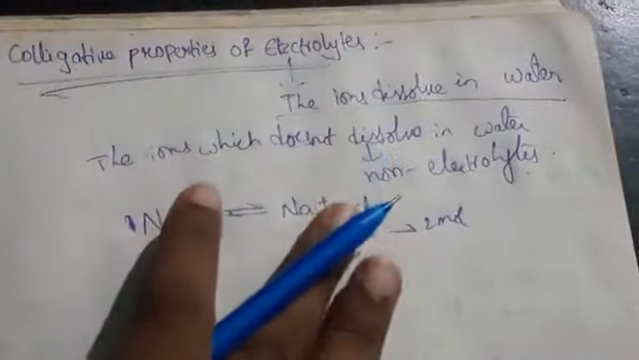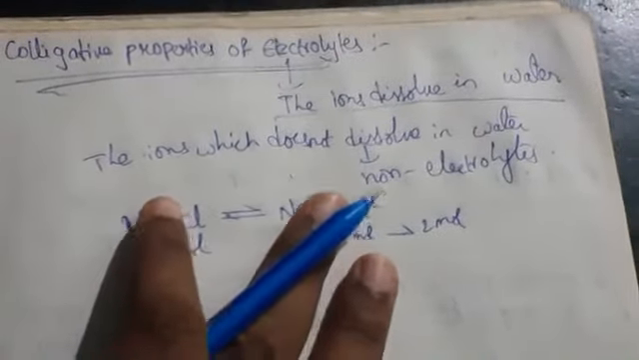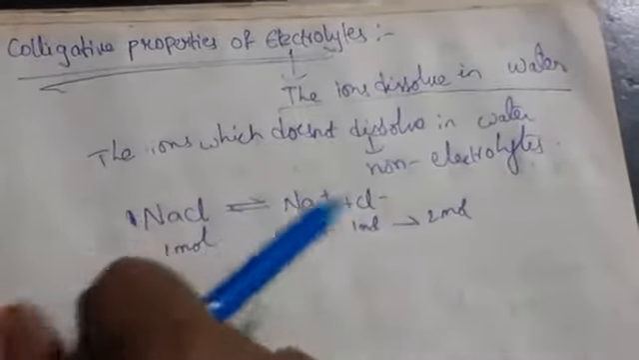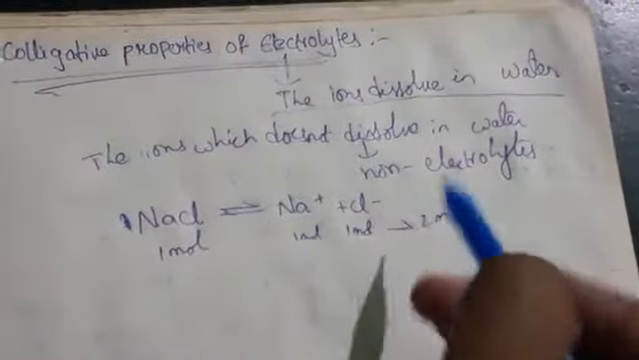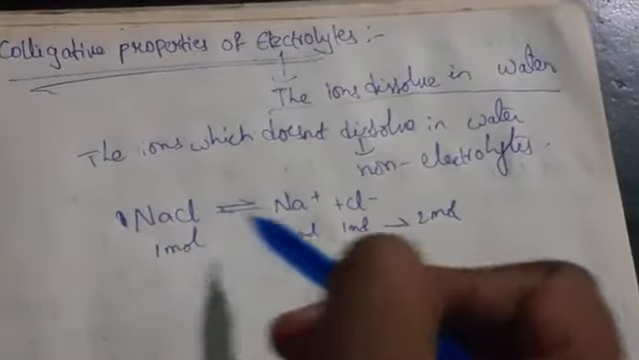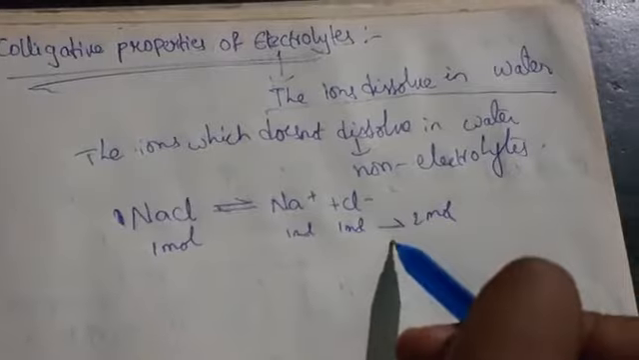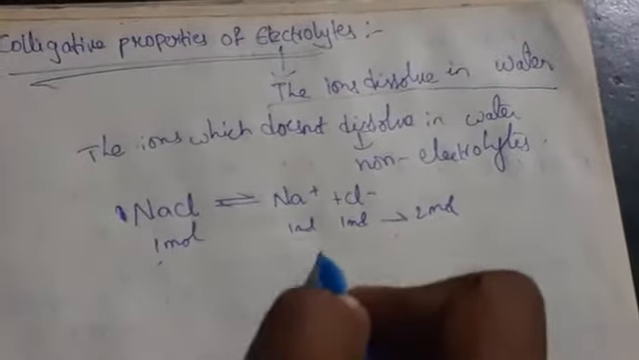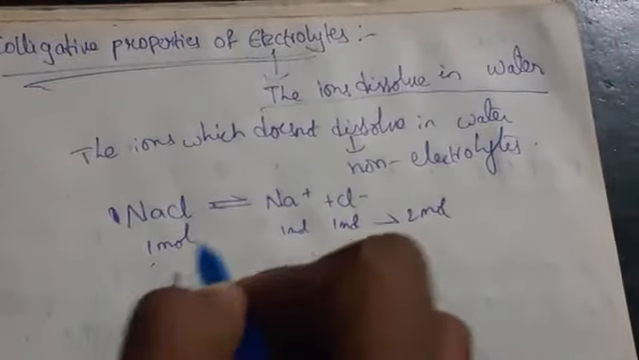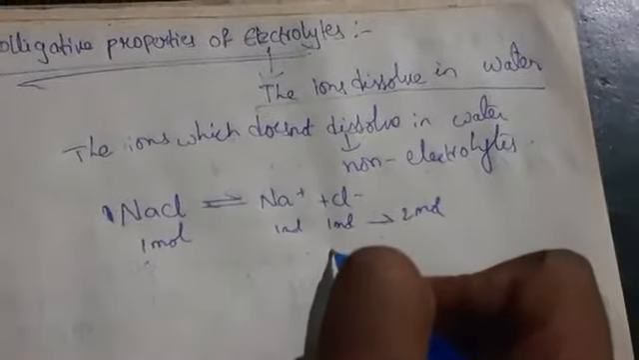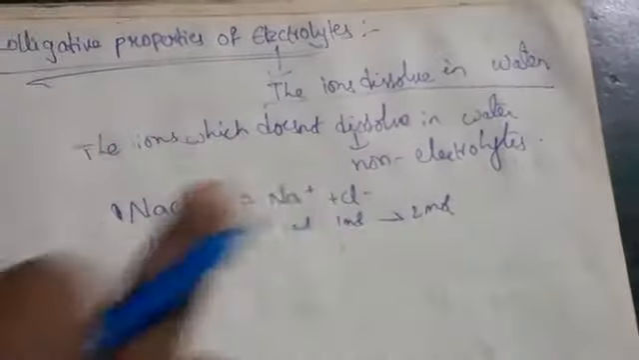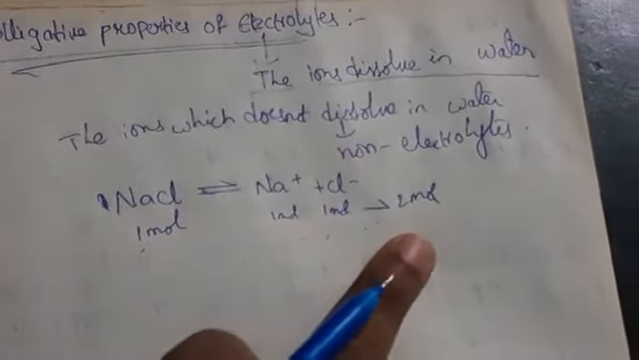So see here, coming to colligative properties, the properties which depend upon the number of solute particles but not on the solution, I have told. So when it is dissociating, this NaCl is splitting into Na plus and Cl minus. These are the number of particles. The colligative property depends mainly on the number of particles. So 1 mole is giving 2 moles.